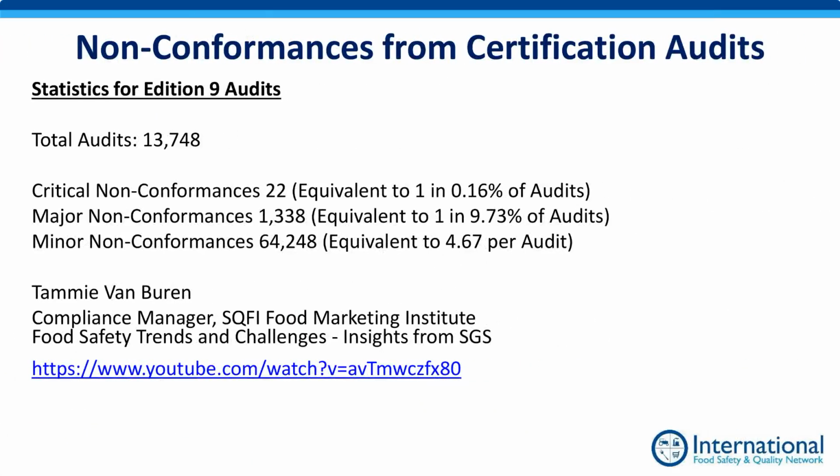The statistics for Edition 9 audits were that 0.16% of audits got a critical non-conformance, 1 in 9.73% of audits got major non-conformances, and all the audits got equivalent to 4.67 minor non-conformances per audit.